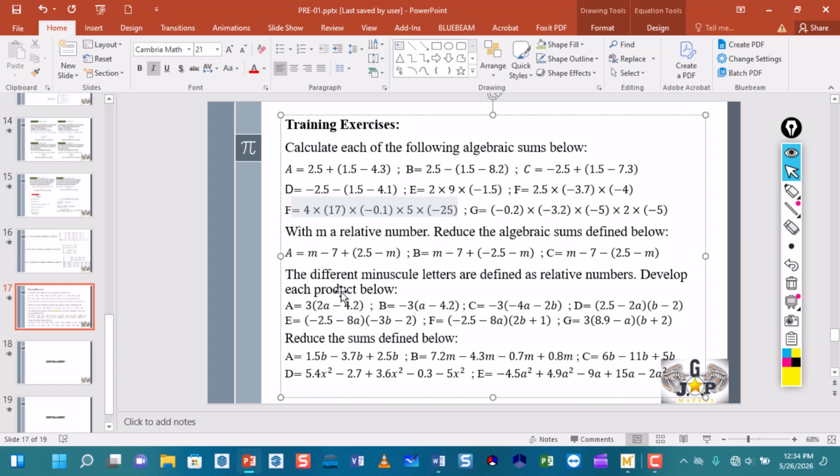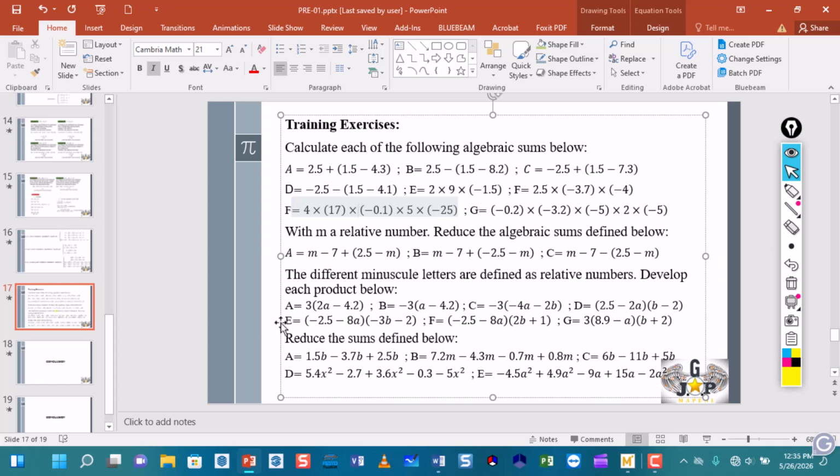The third one says the different lowercase letters are defined as relative numbers. Develop each product below. I mean that these letters, lowercase, meaning small, a, b, c, are all relative numbers, because remember I've already explained it in the previous exercise. So they are substituents. In this case, the substituent is not given, so you have to keep them. Either they're going to cancel each other, or you have to keep the relative number in your final expression.